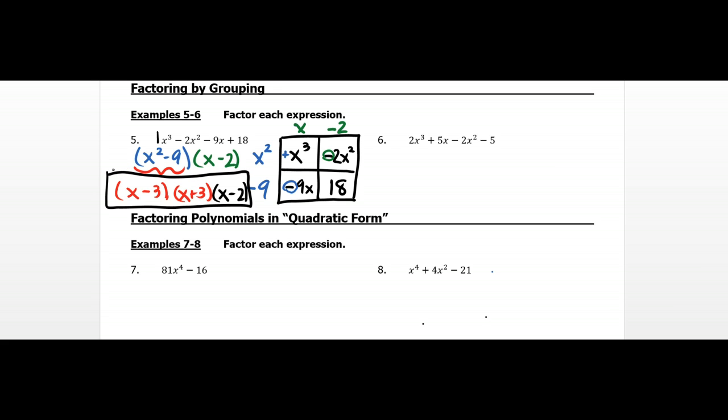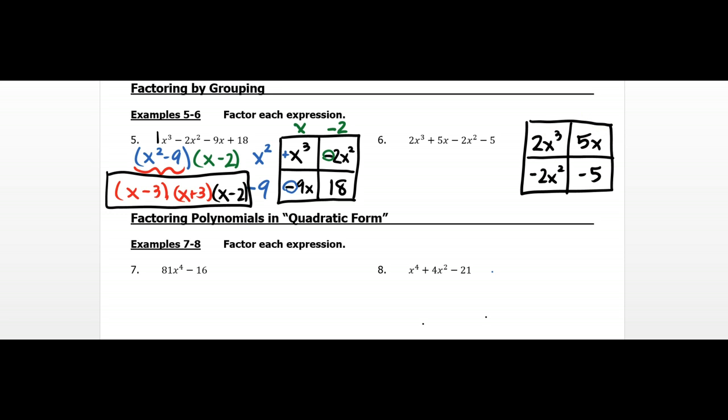Okay, we'll do the same thing on number 6. We want to check and see if we can use grouping first of all. 2 times negative 5 is negative 10. 5 times negative 2 is negative 10, so that works. So now I'm going to go ahead and make my box. My first term is 2x cubed. Then I have a 5x, then a negative 2x squared, and then a negative 5.